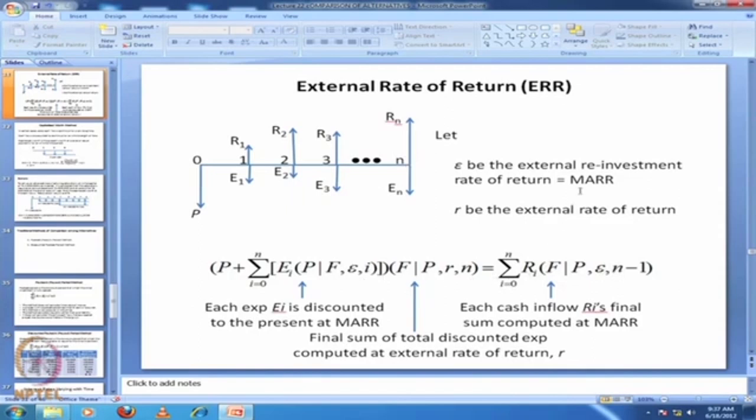In this case, since epsilon, the value of MARR, is known, we can find out the value of F given P, R, N, and therefore R can be determined. So, here we are not making any trial and error consideration. Basically, what we are doing is discounting all expenses to the present, adding to that the initial investment made, which is now the present sum. The final sum is calculated by multiplying that with the compound amount factor, and then equating the whole thing with the compound amount of all the revenues throughout the years. By that process, we find out the external rate of return.